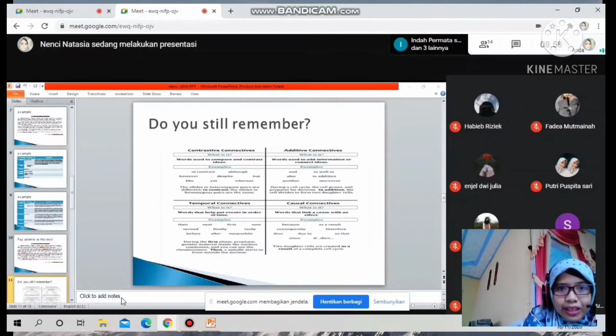The contrastive connective. What is it? It is the word used to compare or contrast ideas. For example, you may use in contrast, although, however, despite, but, yet, whereas. Look at the example. The alleles in the heterozygote pair are different. In contrast, the alleles in the homozygote pair are the same.